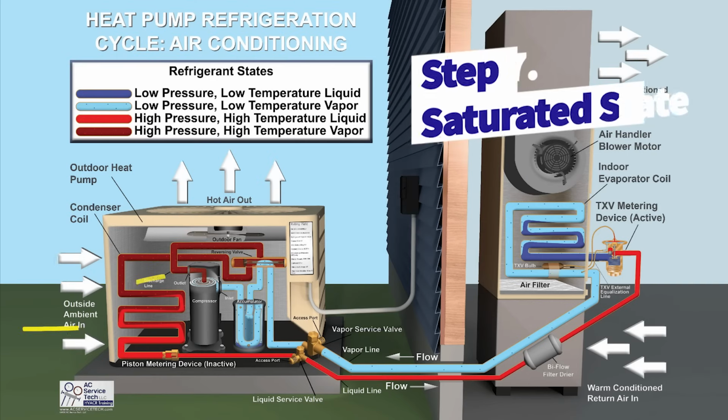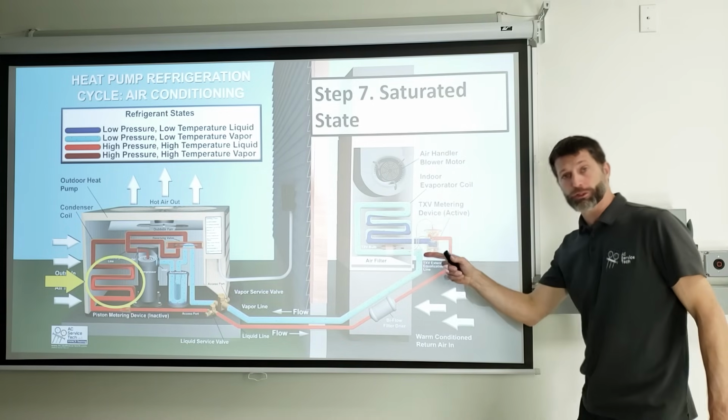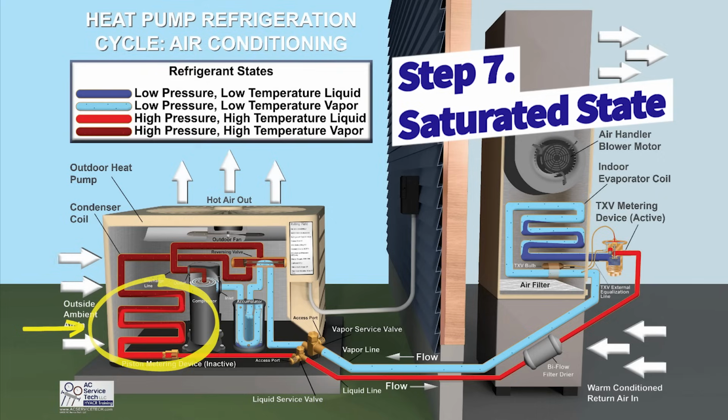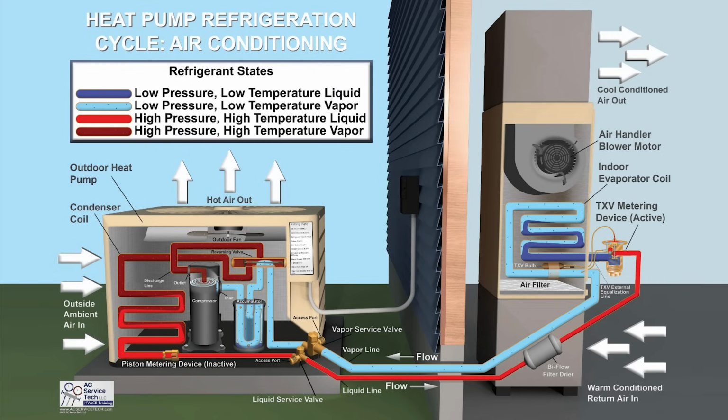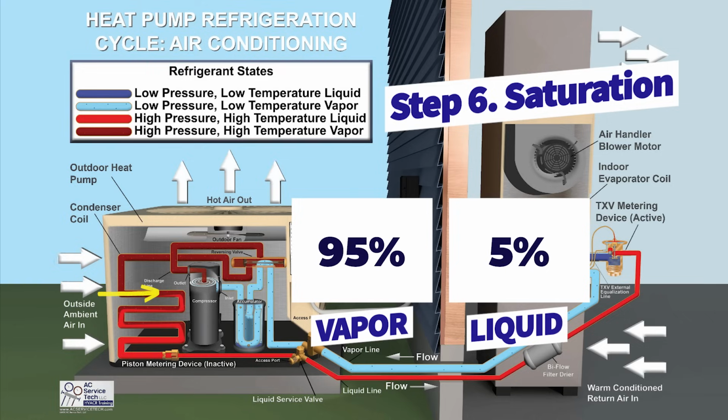Then you have step 7. And so step 7 is the phase change of the refrigerant, and that's the secret to this whole thing even working. After the refrigerant starts to phase change, where you have liquid and vapor both existing at the same time, that means it's saturated, and then it's going to hold that temperature at 105 degrees as it travels through that coil. And so basically at this point right here, you have 95% vapor and 5% liquid.